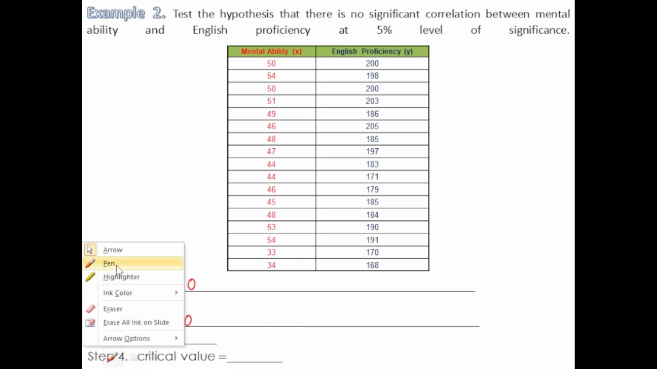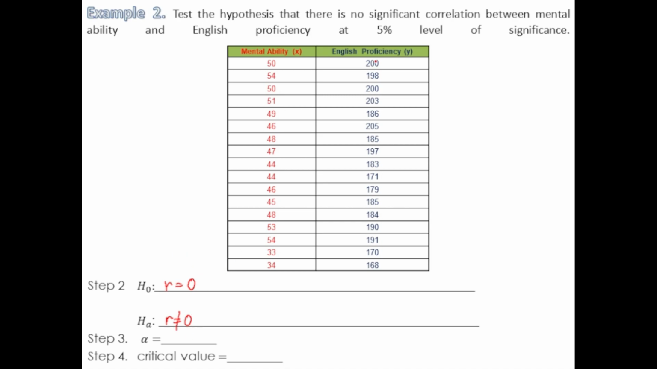Next, level of significance ay 0.05. Therefore, ito po ay 0.05 tapos two-tailed test. Okay. Degree of freedom, since ang ating gagamitin na test ay t-statistics, so we need to subtract 2 dun sa ating n. Kanina binilang na po natin yung n, ano? That is 17. So 17 minus 2, therefore yung degree of freedom po natin ay 15.